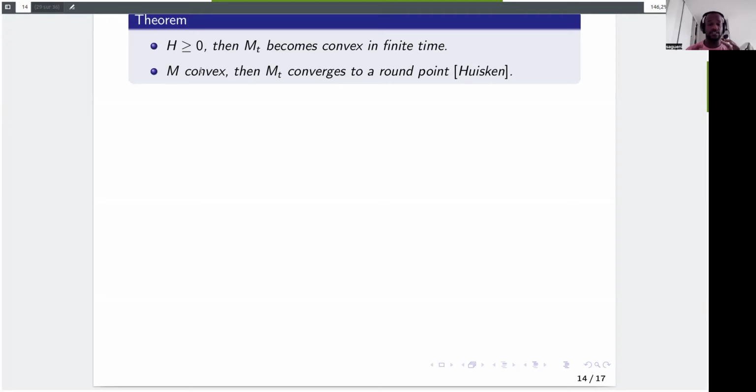The curvatures tend to converge to a constant value, and all of them converge to a constant value in a homogeneous way. They try to get closer to each other. And this implies that the mean curvature flow of a convex manifold converges to a round point.